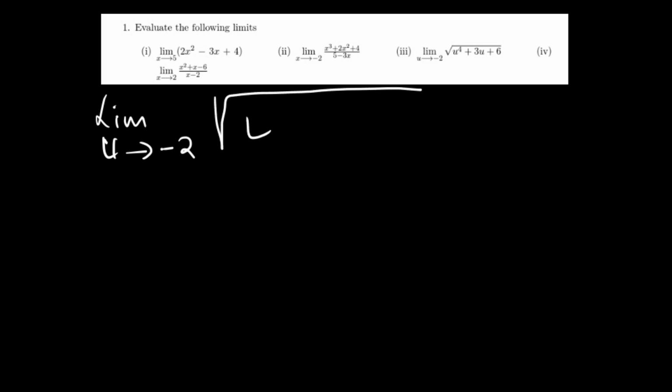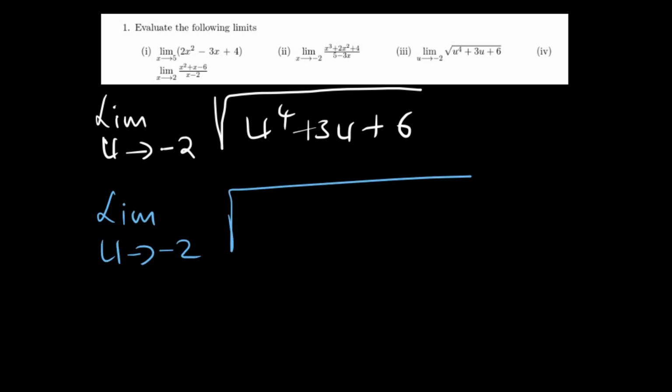With what you've learned, feel free to pause the video and try out the next one. The third one: here we have the limit as u approaches negative 2 of the square root of u to the power 4 plus 3u plus 6. This is what we have. We have to evaluate the limit as u approaches that. Now the question is, are we going to get any error? Let's substitute. Where there's u, we put negative 2. So negative 2 to the power 4 plus 3 times negative 2, plus 6.